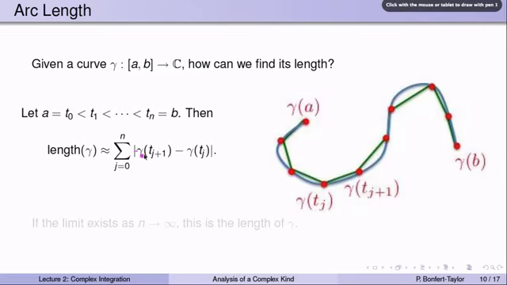So the length of gamma can be approximated by summing the absolute value of gamma of t_j plus 1 minus gamma of t_j. If this sum has a limit as n goes to infinity, that is called the length of gamma, and if this limit exists, we say that the curve gamma is rectifiable, or it has a length. Note that not every curve has a length.